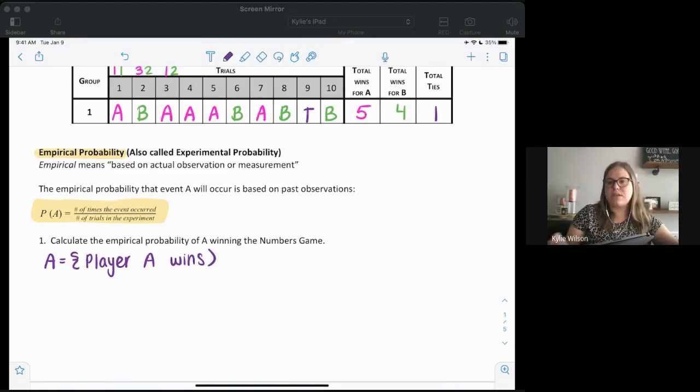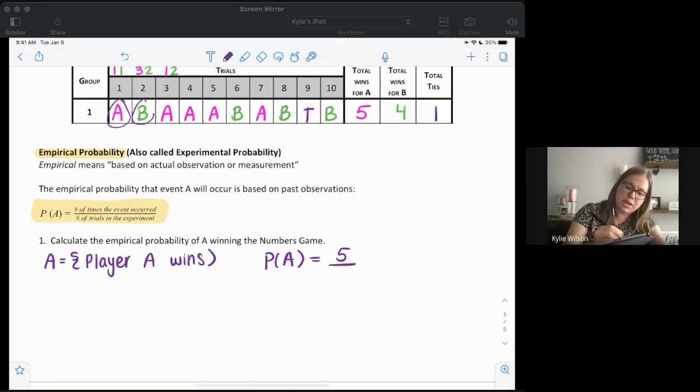So my probability that player A wins is equal to the number of times the event occurred divided by the total number of trials. So how many times did A win? 1, 2, 3, 4, 5. How many total trials were there? 1, 2, 3, 4, 5, 6, 7, 8, 9, 10. 10 trials. And if we reduce that, that is 1/2.